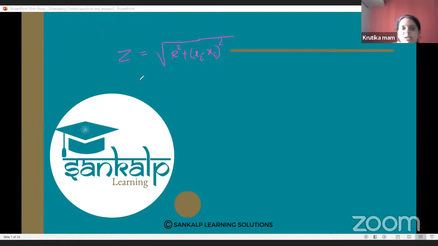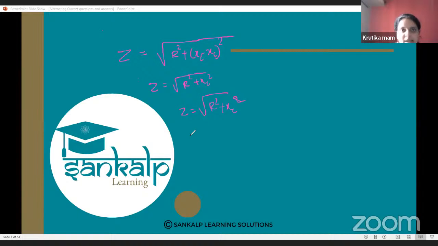Okay, so suppose in the question by chance the capacitor was not there, the expression is written as Z is equal to under root of R square plus XL square. Suppose the inductor was not there, then what would you do? Z is equal to under root of R square plus XC square. Okay, so this is how we can write. Then we have the expression for the impedance triangle.